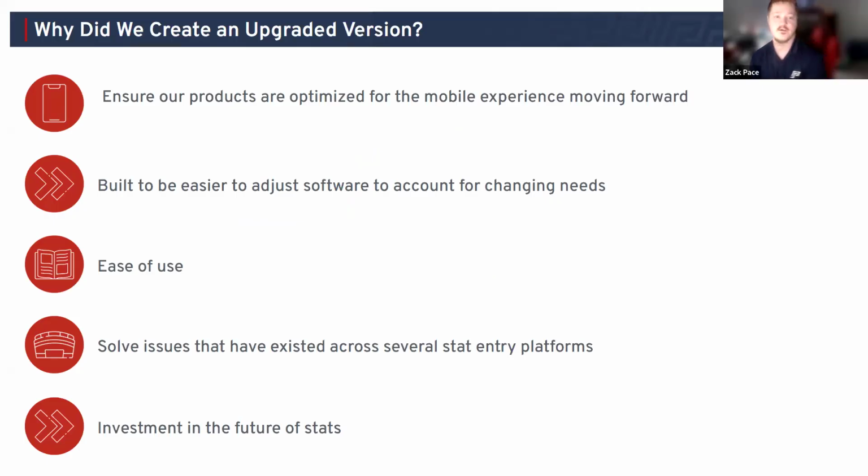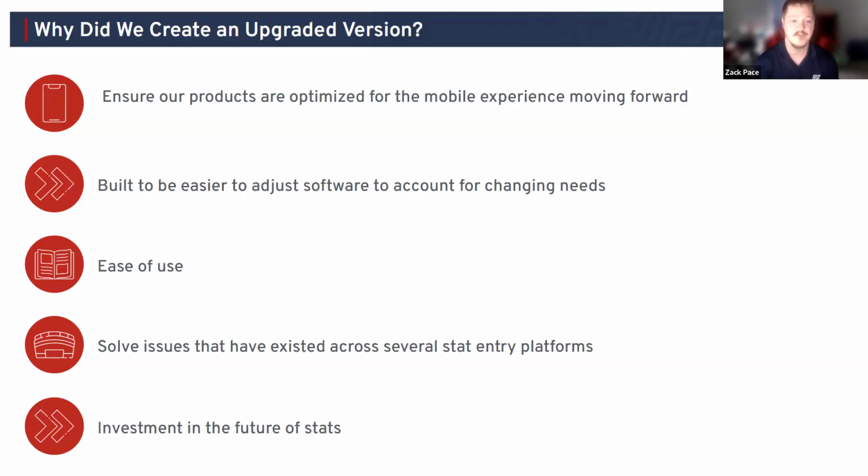All right. So why did we create an upgraded version of Football Stats? Well, first, we wanted to ensure our products were going to be optimized for your mobile experiences moving forward. One of the really cool things about this one is this will work on an iPad or a phone. So if you happen to need to make an update and you're down at the field and you just have your phone with you, you can update a play or change a jersey number down at the field on your phone.